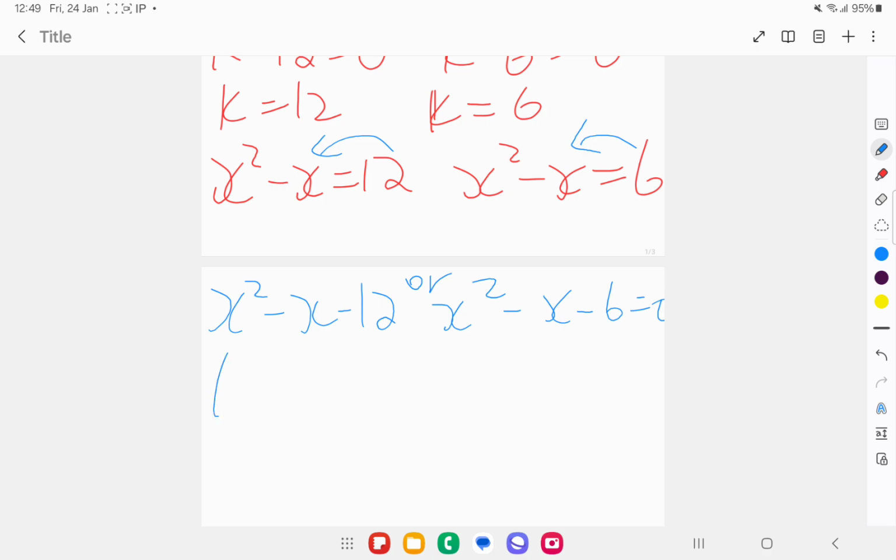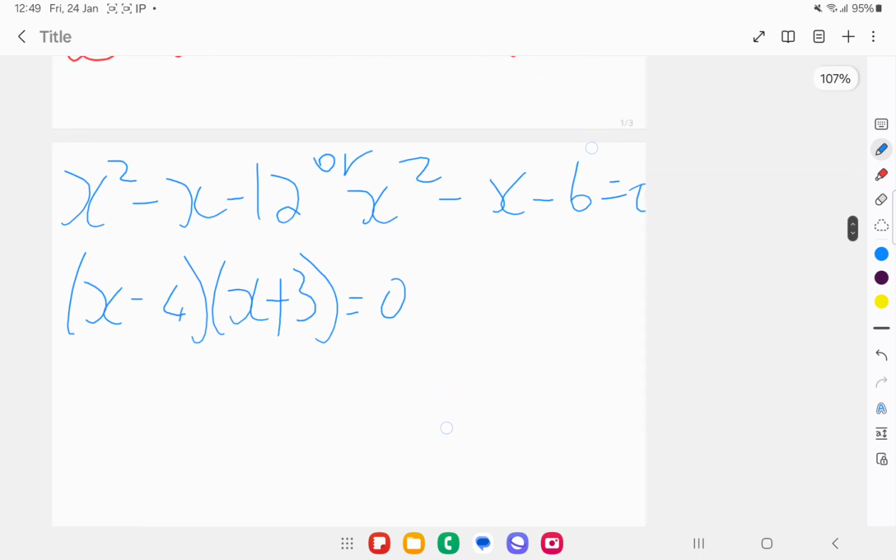So now what are the factors of negative 12 that when I add them together will give me negative 1? So in my list I've got negative 4 and a positive 3. When I add negative 4 and 3, they will give me negative 1. So all of this equals 0.